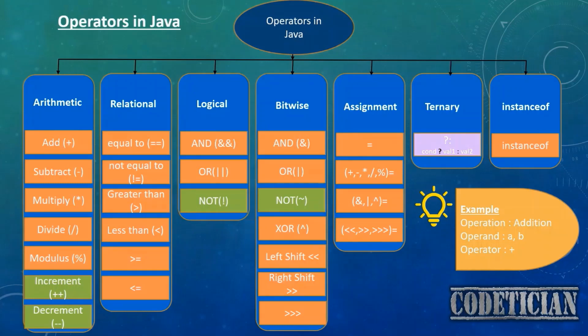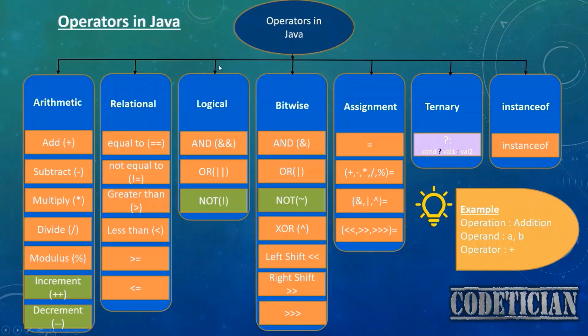The second category is relational operators. Relational operators determine the relation between two operands, or compare the two operands. These include equal to, not equal to, greater than, less than, greater than or equal to, less than or equal to. Relational operators return a Boolean value.